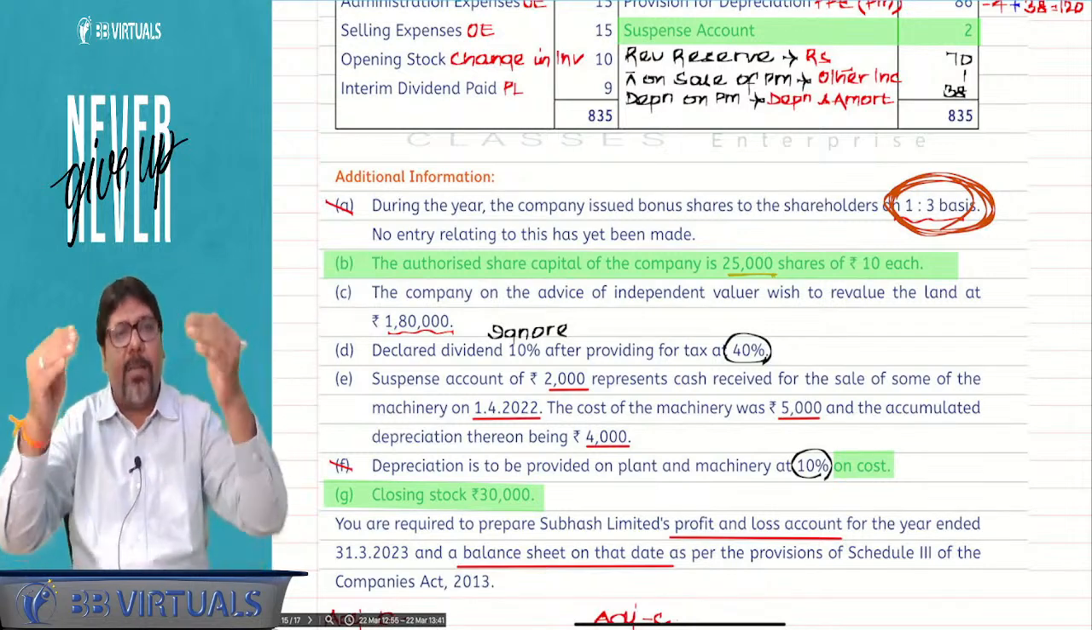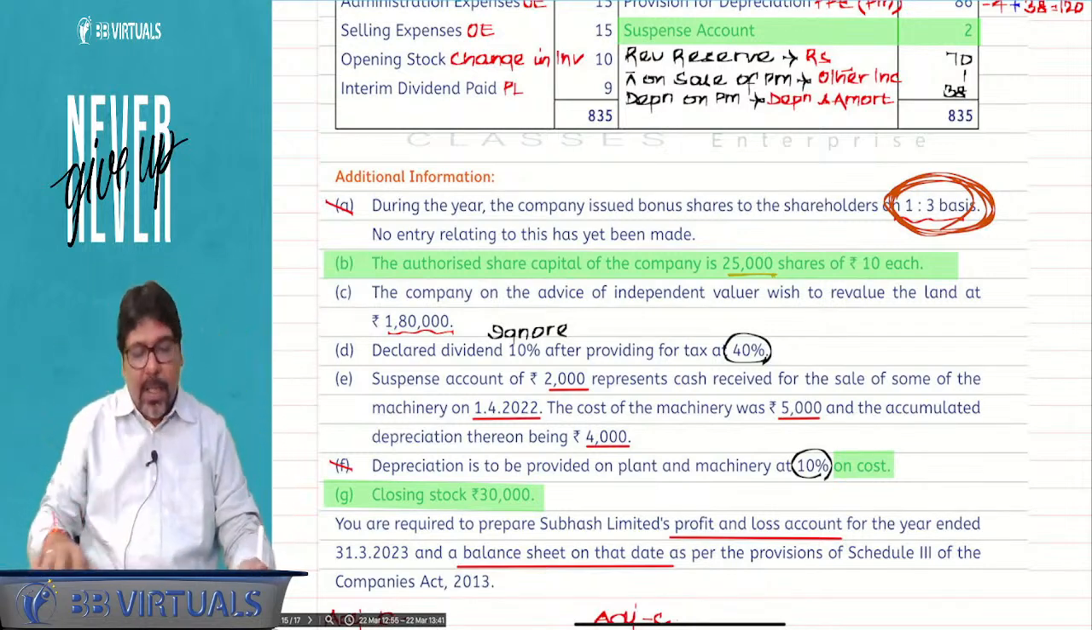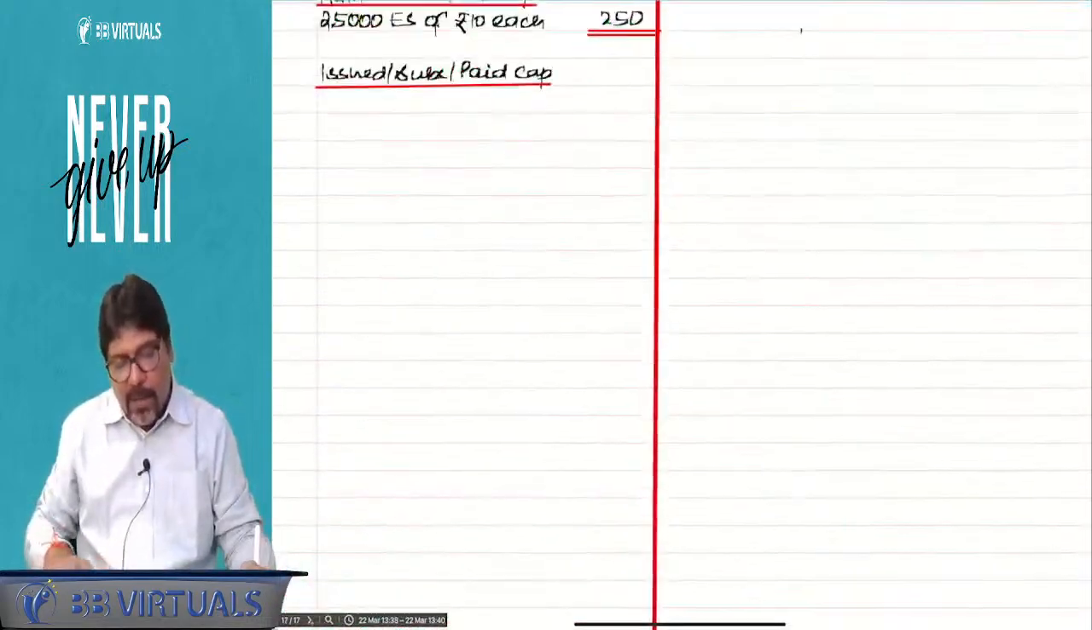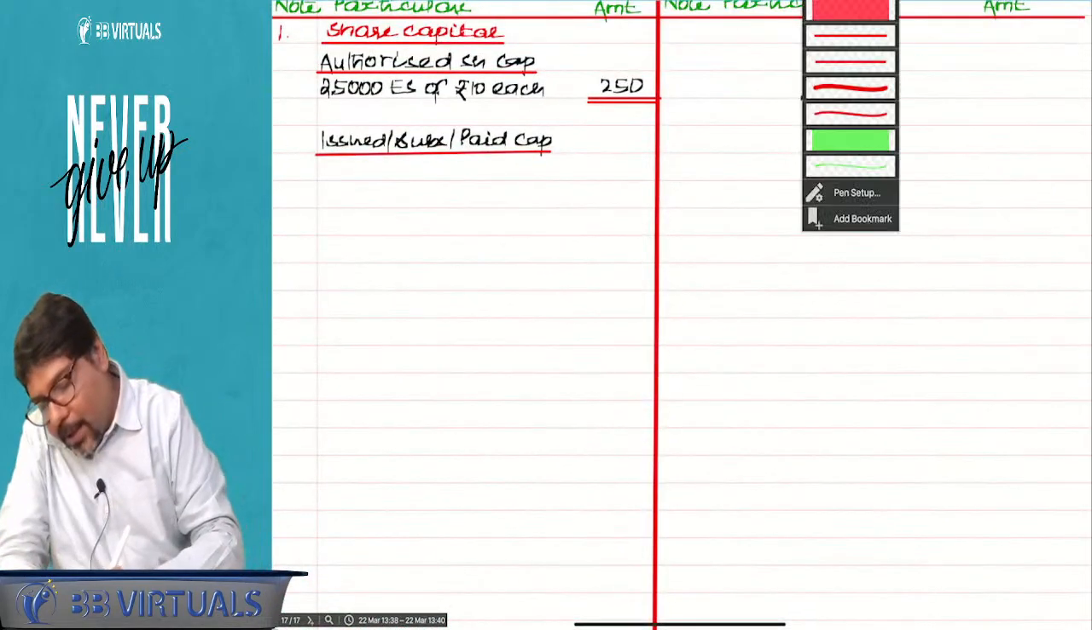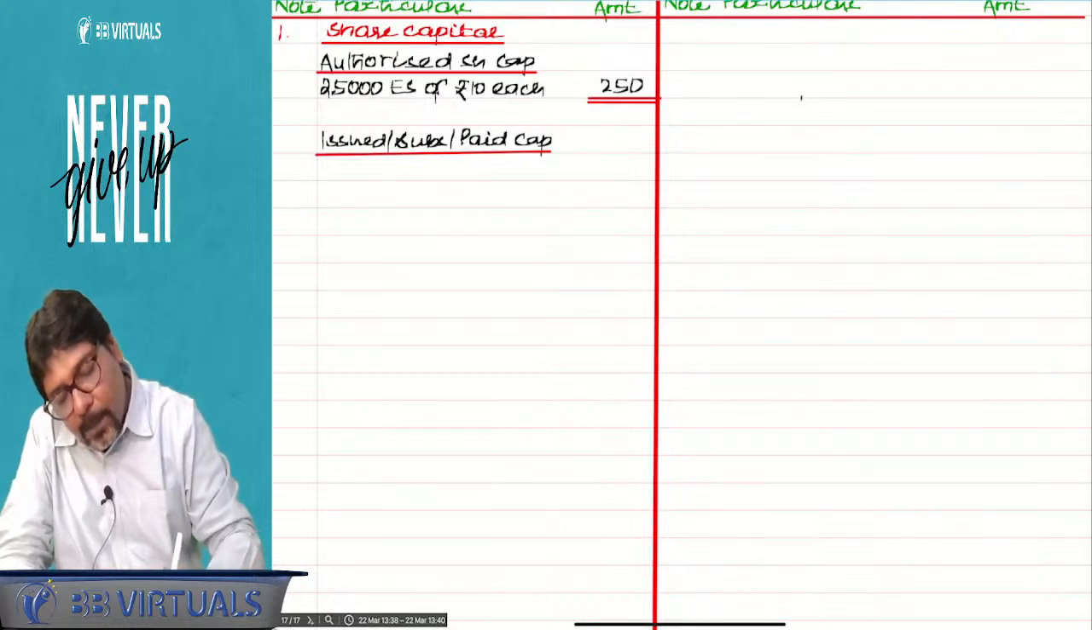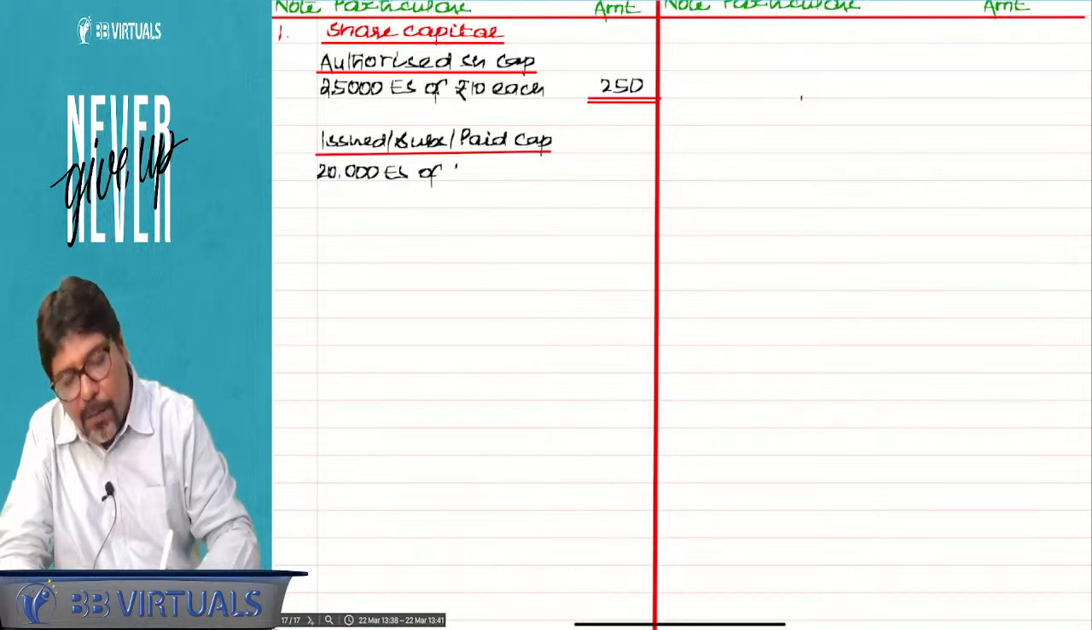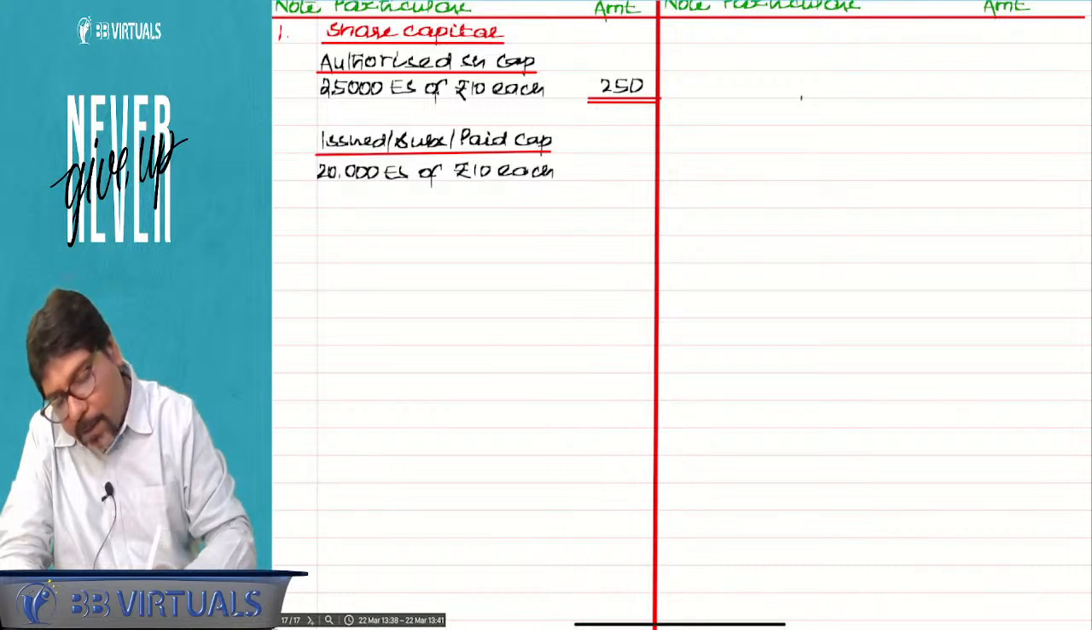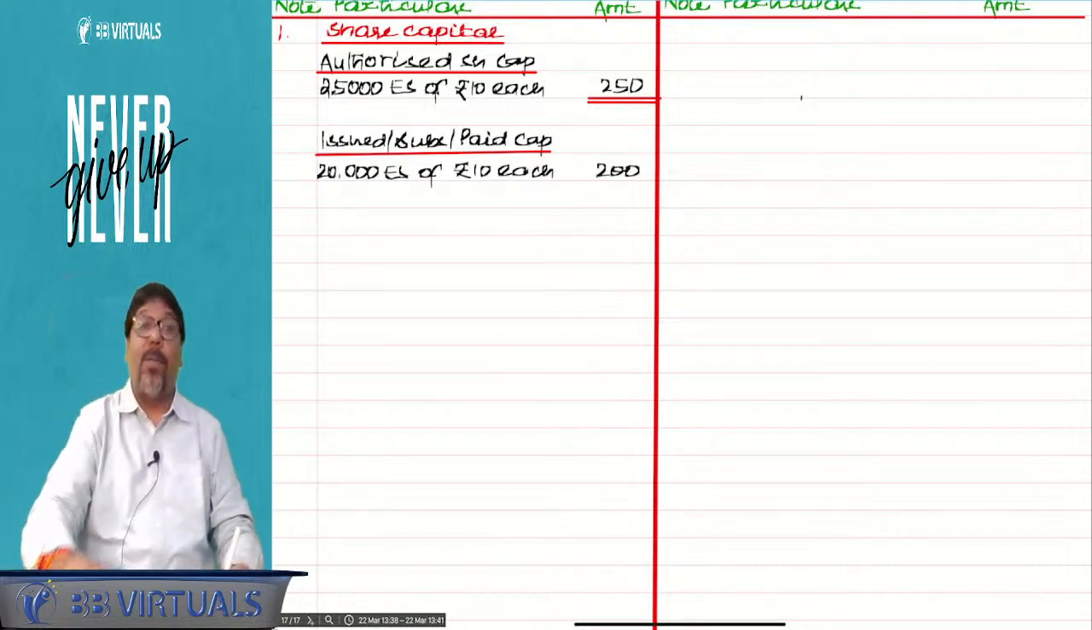Therefore, now 15,000 plus 5,000, it has become how much? So now it has become 20,000 shares. Very good. So we will write over here 20,000 equity shares of rupees 10 each. Are you understanding? Yes or no? Yes, sir. That comes to how much? 2 lakh. 2 lakh means we'll write 200.